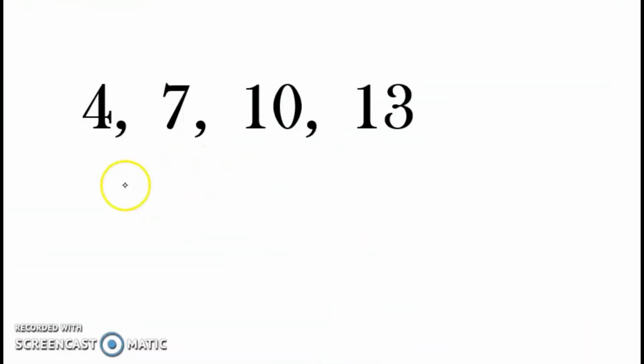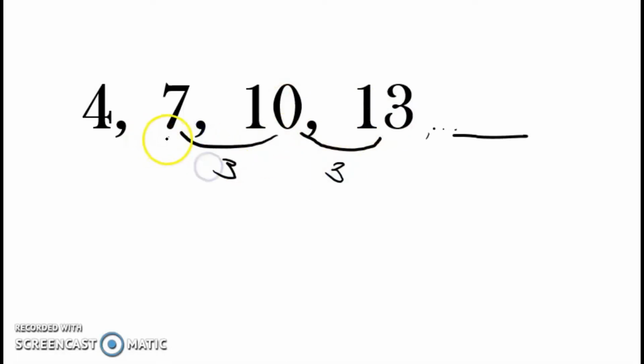Okay, so let's have another example. We have 4, 7, 10, and 13, and also the missing number. So we have the first term, the second, the third, the fourth, and the fifth term, which is the missing number. So first, what are we going to do? We're going to find the common difference. So 13 minus 10, that is 3. 10 minus 7 is also 3. And 7 minus 4 is also 3.